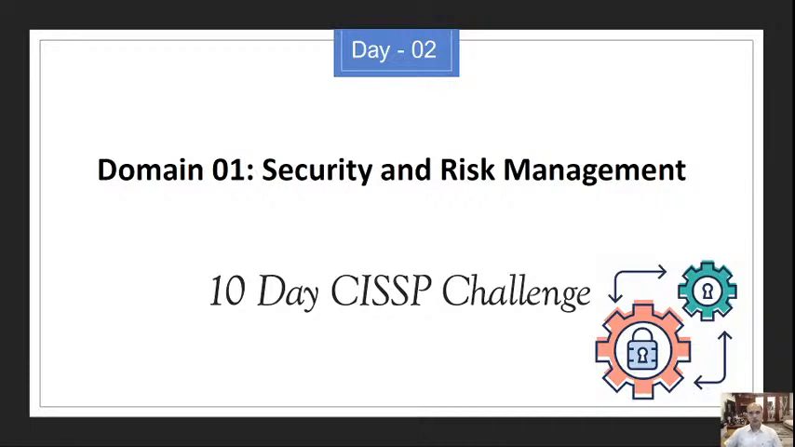Hello friends. So welcome to day 2 of the 10-day CISSP challenge. And for today, our challenge is to complete Domain 1, that is Security and Risk Management.